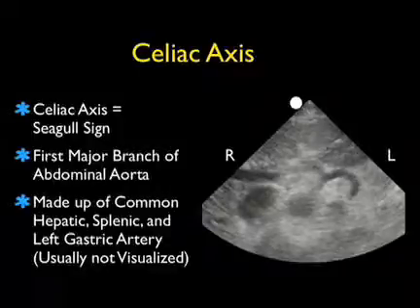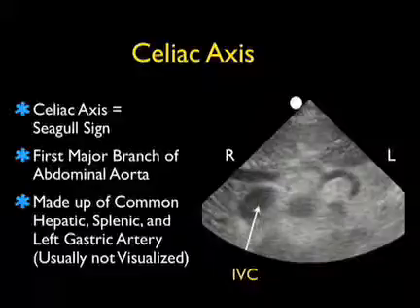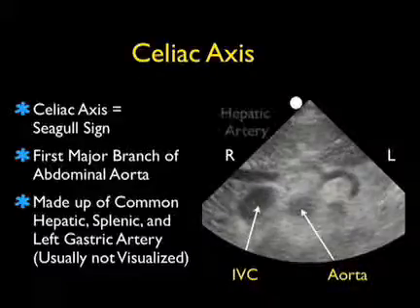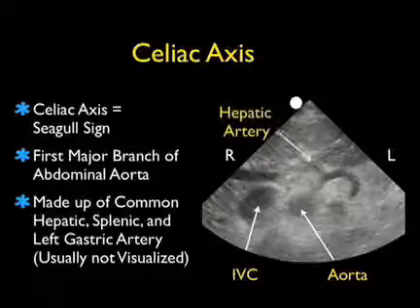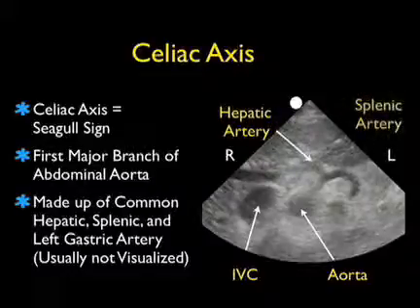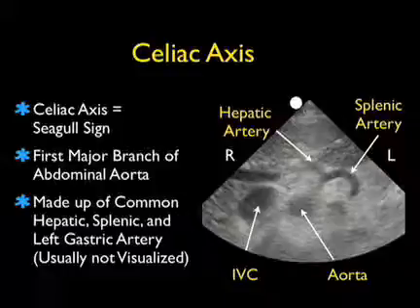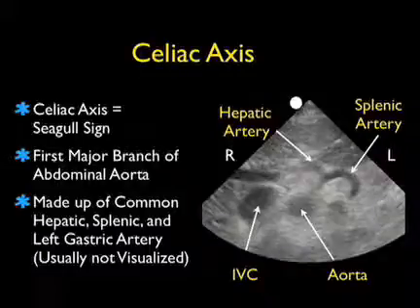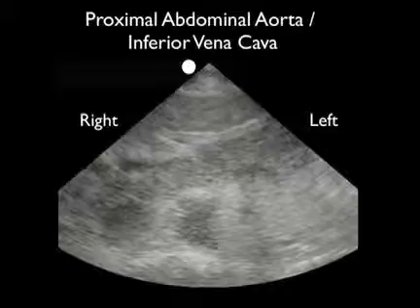So let's discuss the celiac axis, which is the very first major branch of the abdominal aorta. And here's a pictorial to the right showing the IVC to the right of the paired aorta, shown here to the left. And we note here the hepatic artery and splenic arteries, the major branches of the celiac axis. The left gastric artery is usually very small and not visualized well on bedside ultrasound.